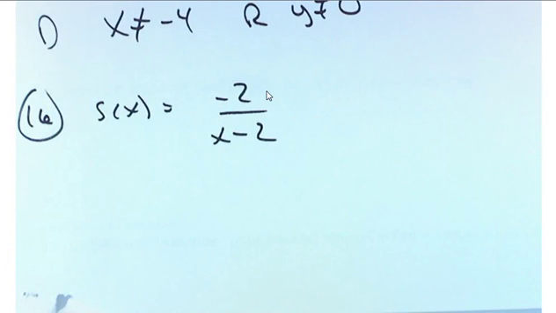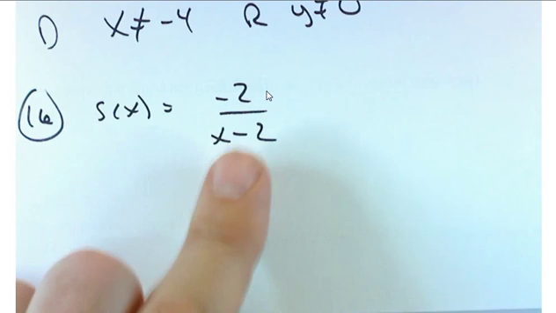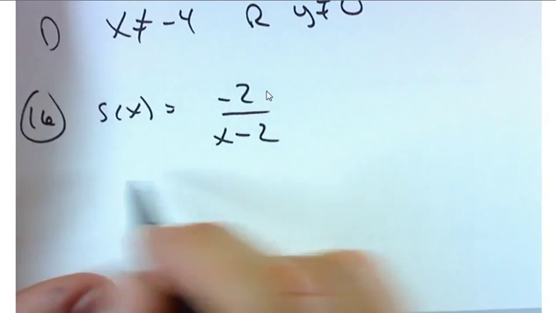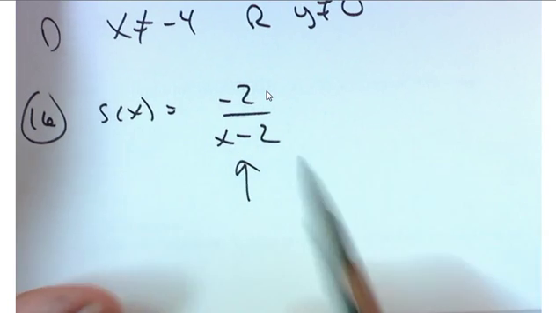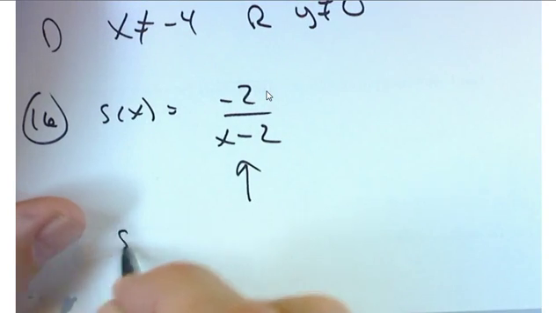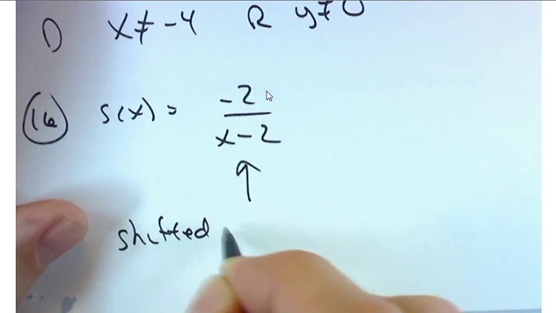So there's a couple things that have happened to this graph. And let's focus on the horizontal shift first. What is that x minus 2 in the denominator going to do to the graph? How is it going to shift? Good. It's going to shift to the right by 2. So shifted right by 2.